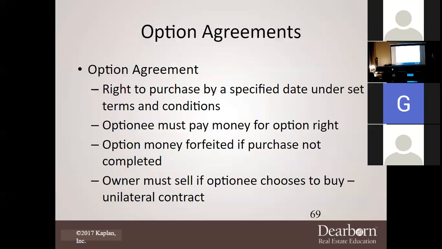Okay? In an options agreement, again, this is the right to purchase by a specified date under the set terms and conditions. The optionee must pay money for the option right. The option money will be forfeited if the purchase is not completed. Okay? And the owner must sell if the optionee chooses to buy, and that creates a unilateral contract.